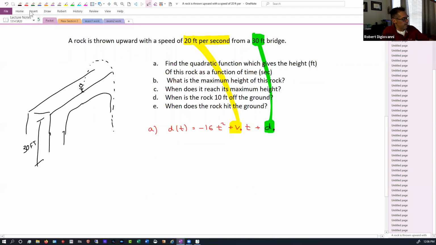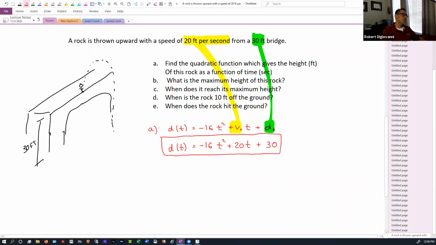Okay, so I think that should be enough for us to come up with the function. D of t equals negative 16t squared plus 20t plus 30. And there it is. For this particular rock on this particular bridge, that will give you where it is at every point in time.